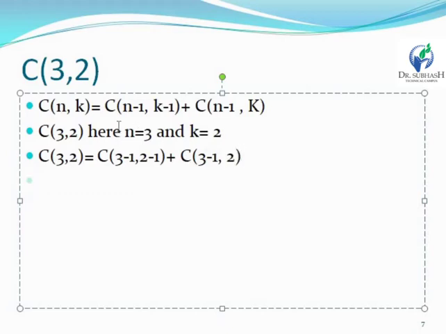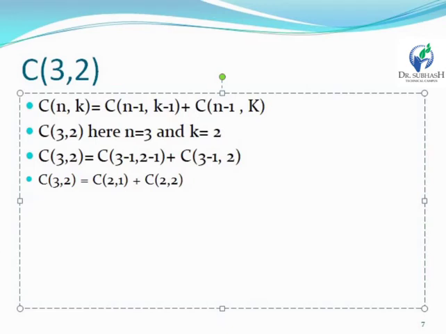So this is the step you can find and continue. For example, you can find the value C of 3, 2 equal to C of 2, 1 plus C of 2, 2. So you can find here C of 2, 1 plus C of 2, 2.